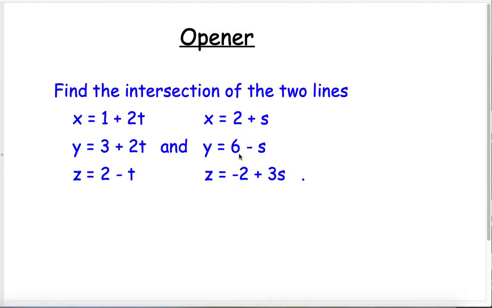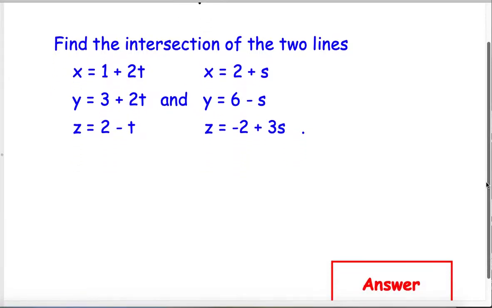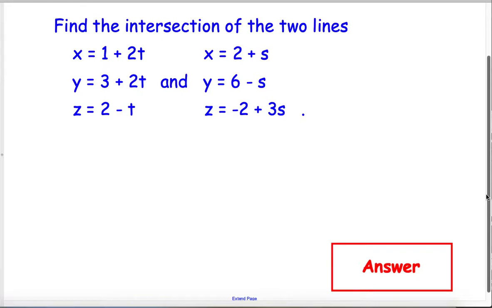So let's start with the assumption that these two lines intersect, and let's figure out how to solve this. If the two lines intersect, think about how you would do this in 2 dimensions. How do two lines intersect in a plane? Well, we would solve a system of equations. So let's do that. Let's take any two, it doesn't matter. Let's use the x's and the y's, and let's set those equal to each other.